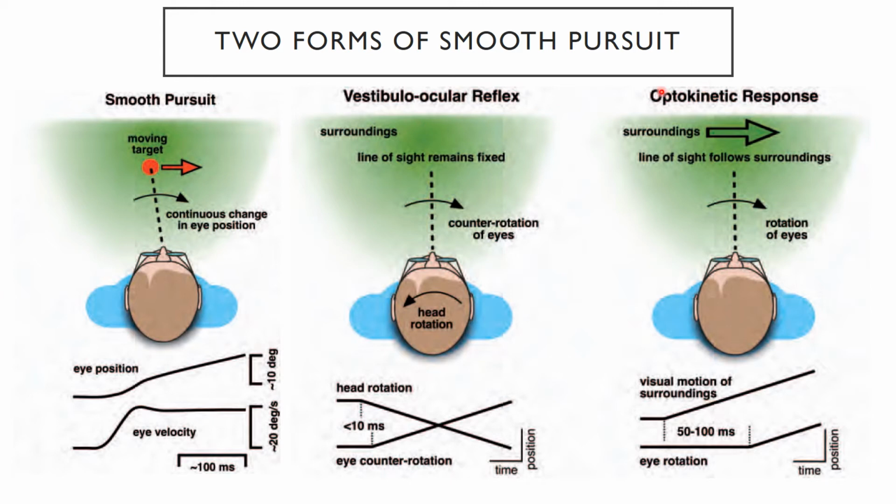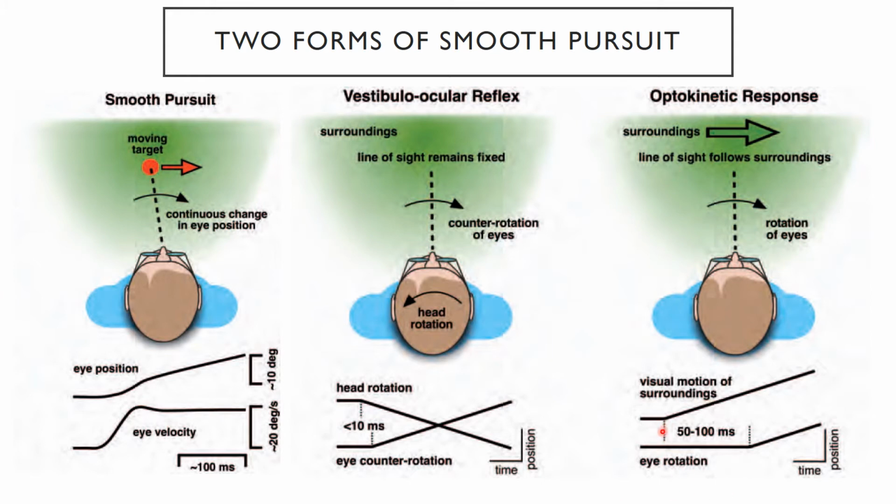There's another form of smooth pursuit, which is the optokinetic response. This is when things are moving in visual space, and this is another thing that we just naturally do. If a train is going by, or if you're driving or a passenger and you look out the window and things are just going by in visual space, you will be doing a repeated optokinetic response where the surroundings are moving and your line of sight is following the surroundings.